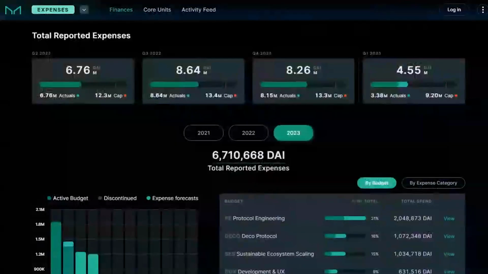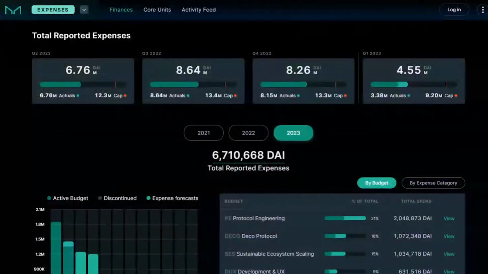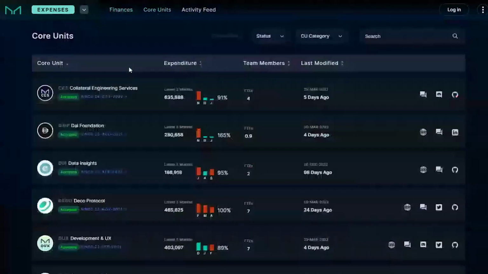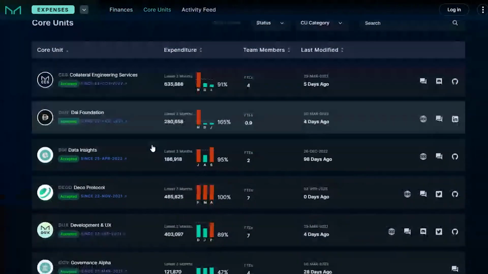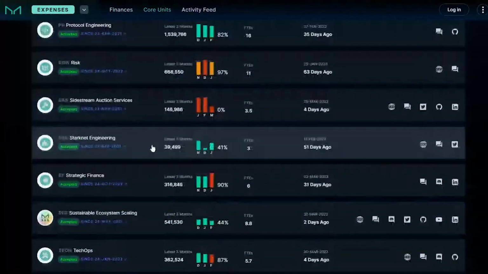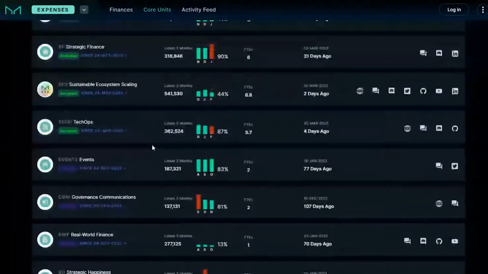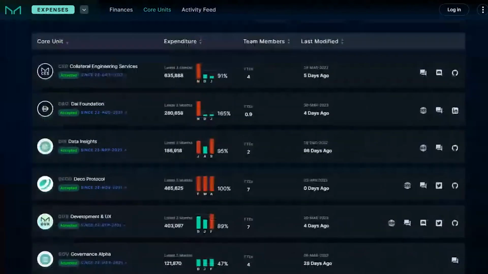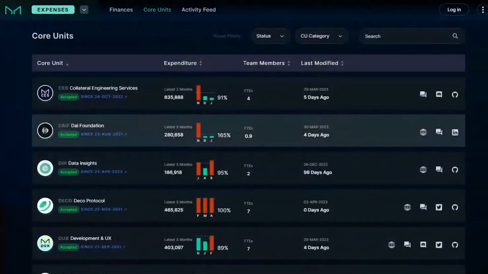One layer below that, we do have the core units that I mentioned, and they are really part of the operational layer of the MakerDAO. If we look at the core unit list on the expenses dashboard, you can see that there are about 20 core units in the list today. And we can talk more about their different responsibilities and what they will do. But in a nutshell, that is the structure of MakerDAO.